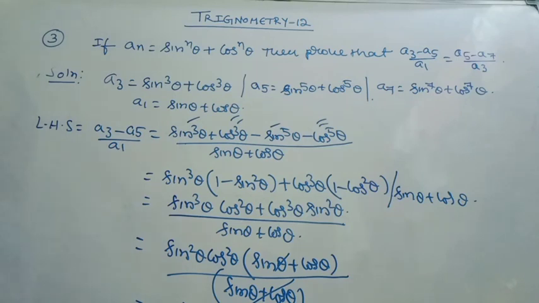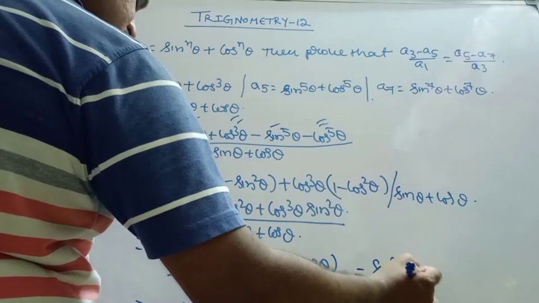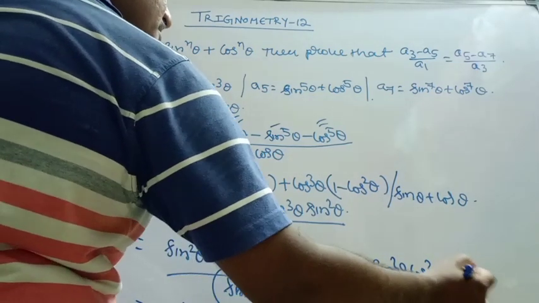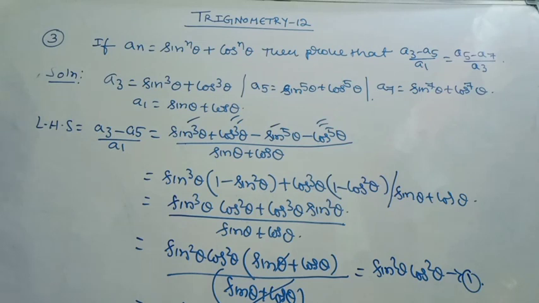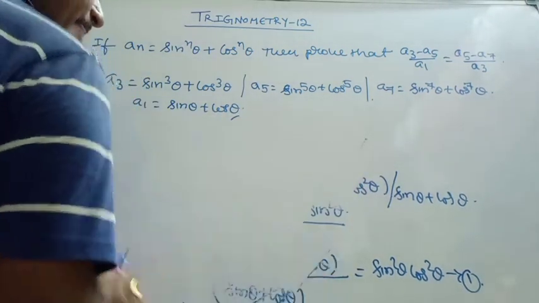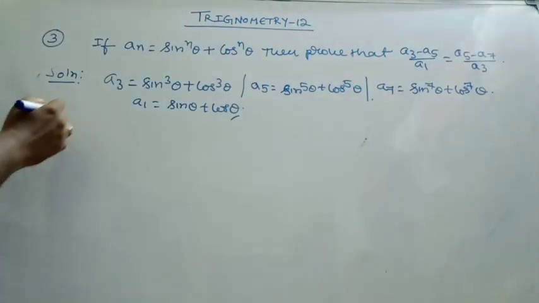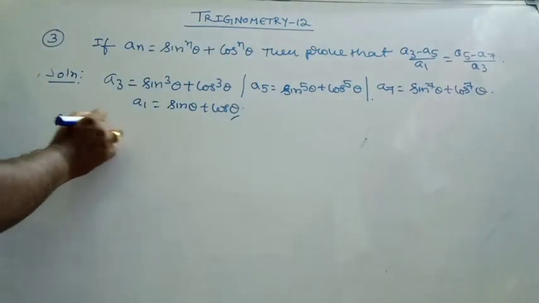In the same way we will try to do the right hand side part and see whether both are equal or not. After cancellation we have got sin square theta into cos square theta, this is equation number 1. Wonderful. Now we will take the right hand side part and try to do that. Now the right hand side part you take here.